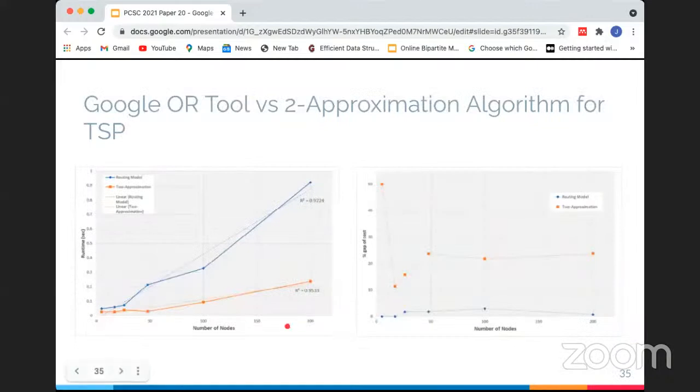Initially we used the 2-approximation algorithm to solve the TSP. However, we also utilized some available API tools such as the Google OR-Tools. So here's the analysis. This one is the running time, and this one is the percentage of error. The blue line here is the Google OR-Tools. It's expected to run slower compared to the 2-approximation algorithm, but the quality of the solution is better. Sorry, the running time is slower, but the quality of the solution is better.